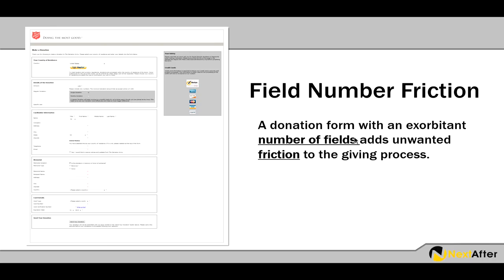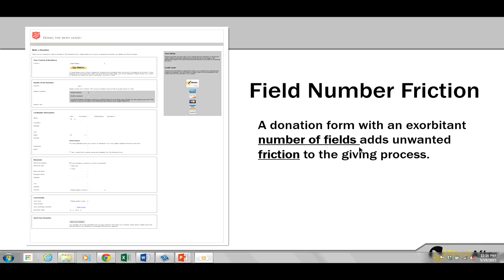The first one is field number friction. So looks like I'm having some connection problems here. Is everyone still on the connection? Jeff, can you see me okay? We can. Okay, broadcast is coming through.